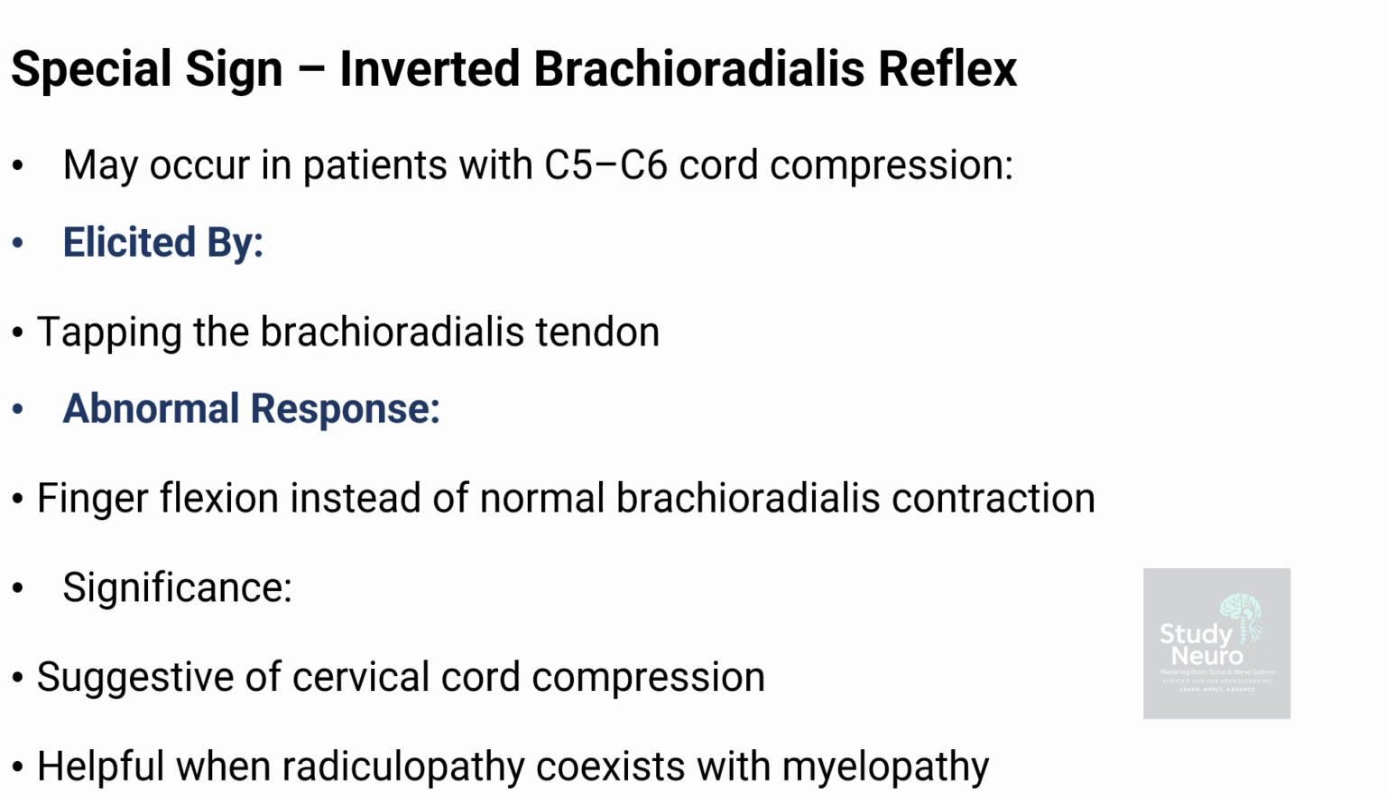The inverted brachioradialis reflex is a special clinical sign that can appear in patients with cervical spinal cord compression, particularly around the C5 to C6 level, where normal reflex pathways are disrupted and replaced by abnormal response patterns. This is a subtle but useful finding. Normally, tapping the brachioradialis tendon produces contraction of the brachioradialis muscle, but in this condition, the expected response is lost, and instead there is finger flexion, which reflects spread of the reflex to neighboring flexor pathways.